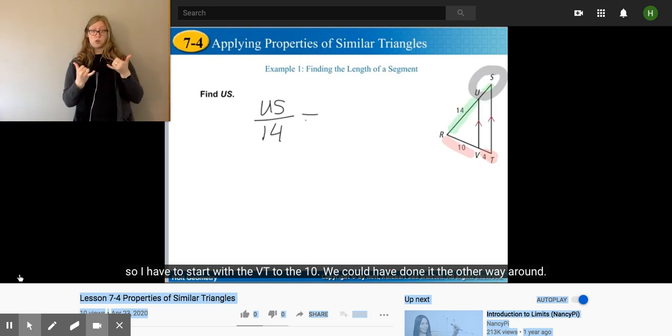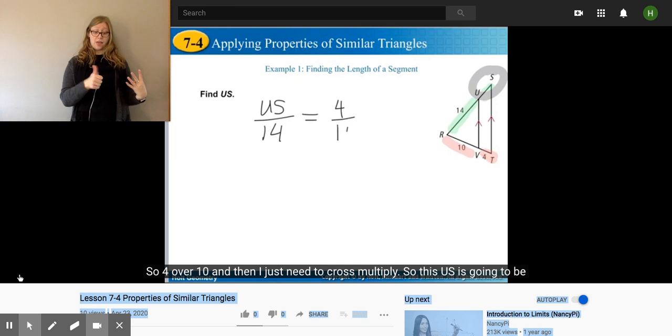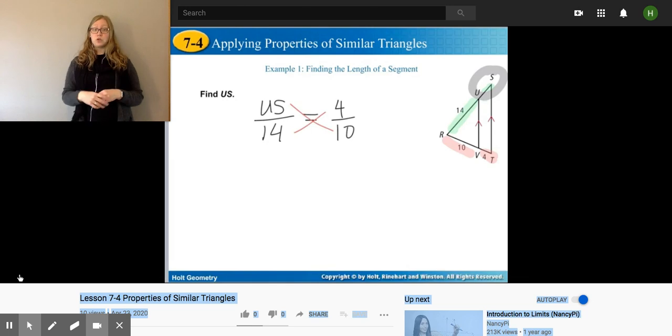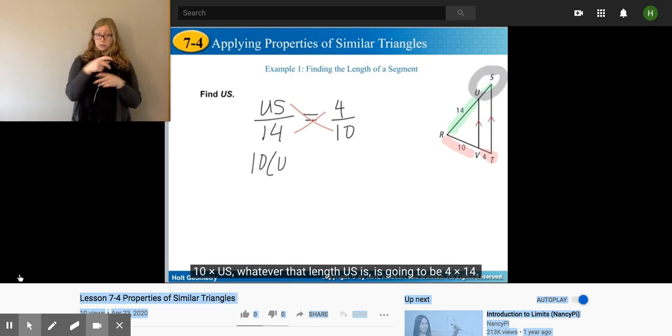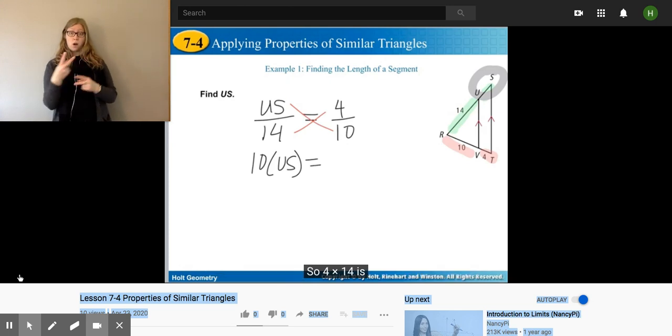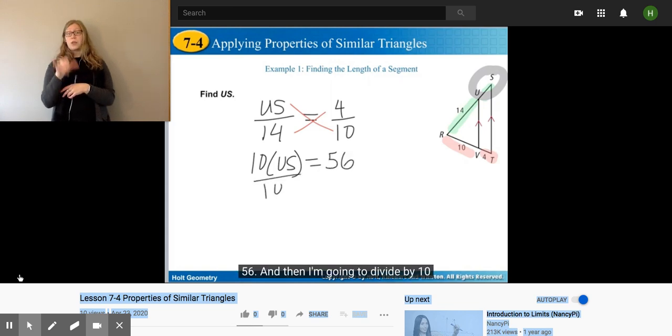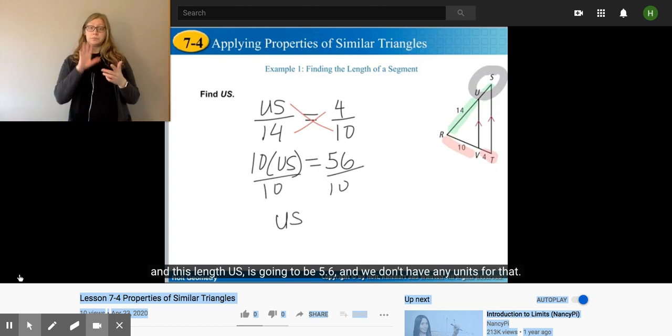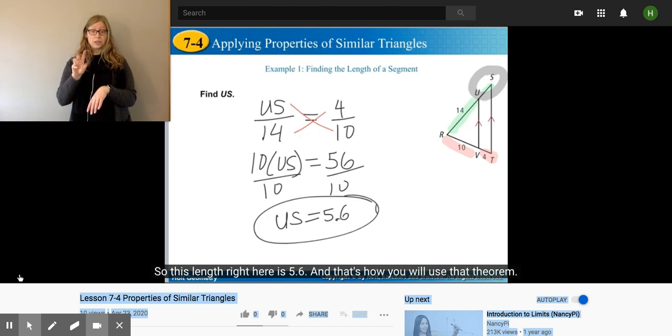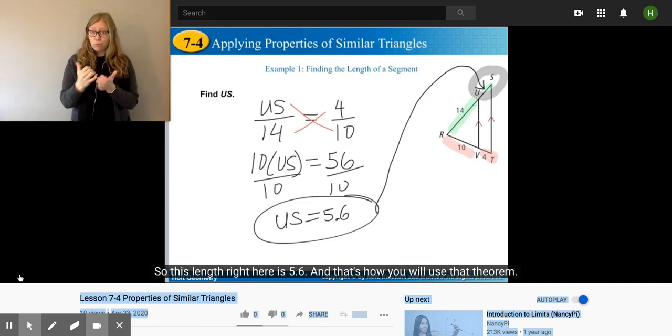We could have done it the other way around. So 4 over 10. And then I just need to cross multiply. So this length, whatever that length is, is going to be 10 times that length, which is equal to 4 times 14. So 4 times 14 is 40 and 16, so that's 56. And then I'm going to divide by 10. And this length is going to be 5.6. And we don't have any units for that. So this length right here is 5.6. And that's how you will use that theorem.